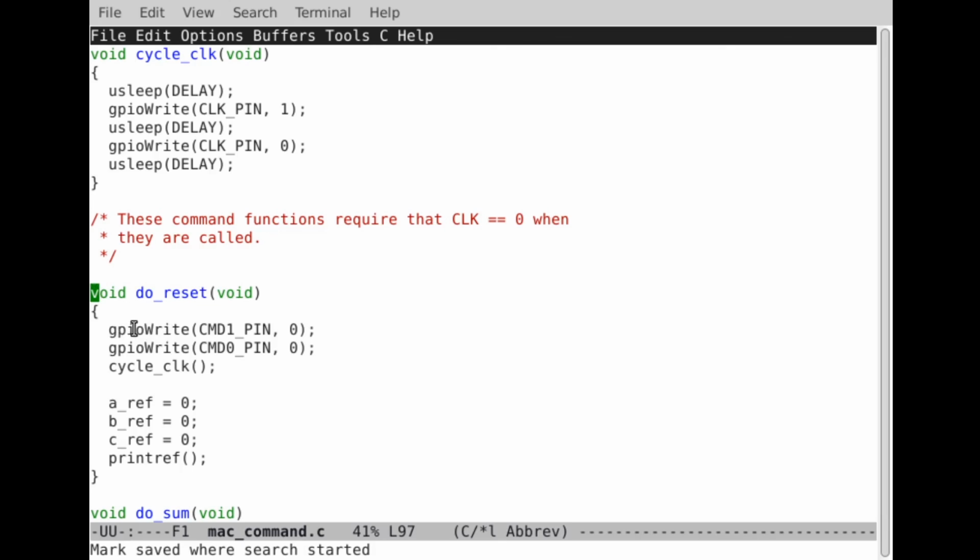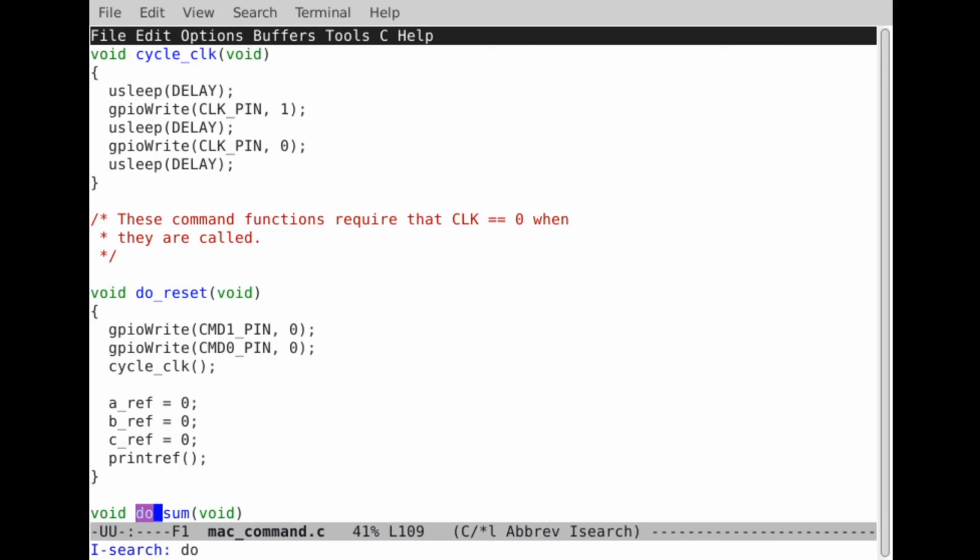All you have to do is use the GPIO APIs to set the command pins to 0, 0, and then cycle the clock, which basically means wait a little bit, set the clock to 1, wait a little bit, set the clock to 0, and wait a little bit. And this A, B, C ref stuff is the program keeping track of what A, B, and C should be. I was using that as a debug aid. Cycle clock is right above here, and you can see that we're just using GPIO write to control the clock pin. So it's really simple.